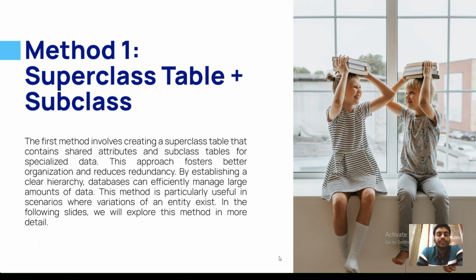Example, if we generalize accounts into saving account and current account, we create an account table where account number will be primary key, and balance is the attribute. Then saving account has account number as primary key, interest rate, daily withdrawal limit. Then current account has account number as primary key, overdraft amount per transaction charges.